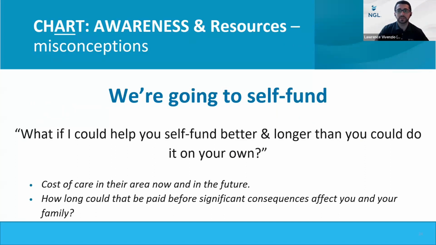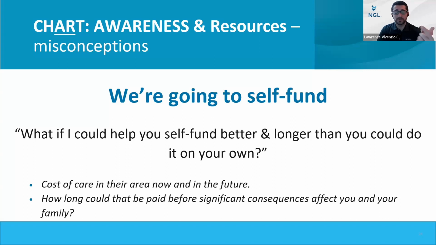That's when you go back to establishing that understanding around the cost of care. And how long could you afford, in today's numbers, $6,000 a month, before that has significant consequences on your lifestyle and the lifestyle of your loved ones? By the way, that cost tripled in the last 20 years. What if in 20 years that cost is $15,000 to $20,000 a month? How long could you afford to do that before that has a significant consequence on your retirement plan and your lifestyle and that of your loved ones?